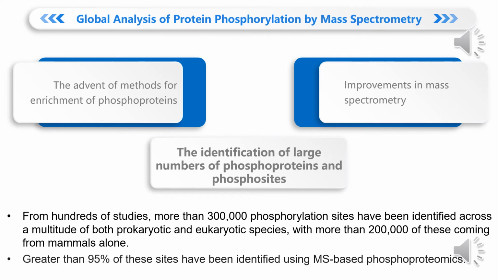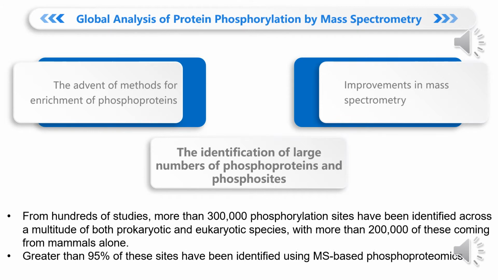Greater than 95% of these sites have been identified using mass spectrometry-based phosphoproteomics. With the advancement of mass spectrometers that allow for the rapid and sensitive sequencing of peptides, and the concurrent development of phosphopeptide enrichment strategies, we now have the ability to analyze changes in protein phosphorylation at an unprecedented scale.